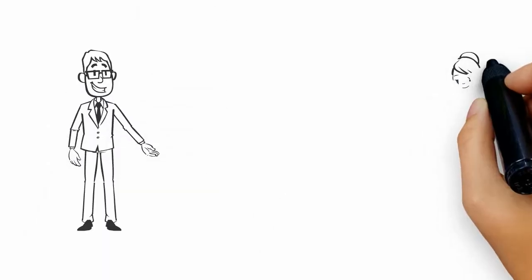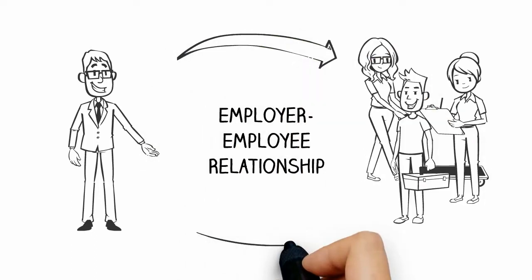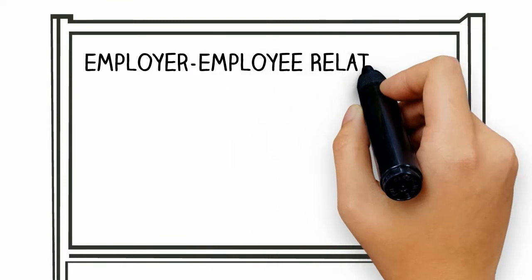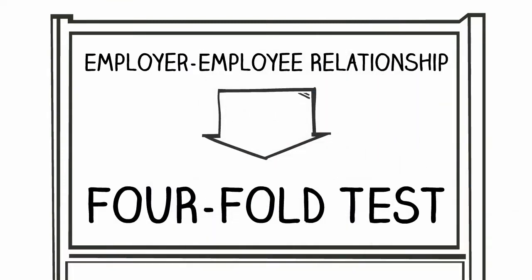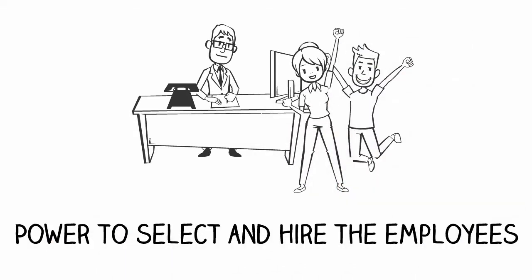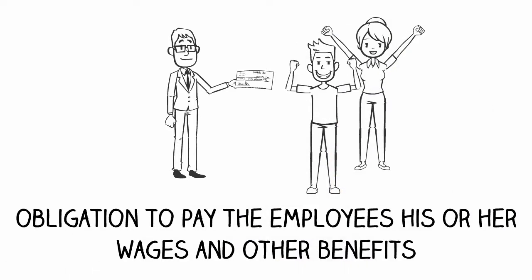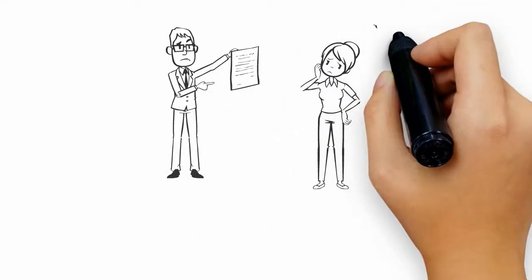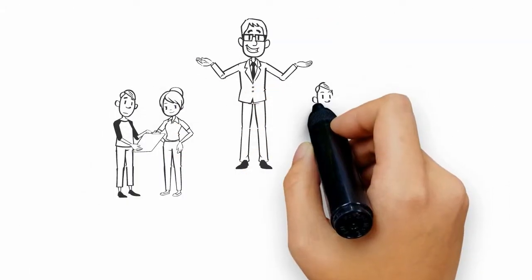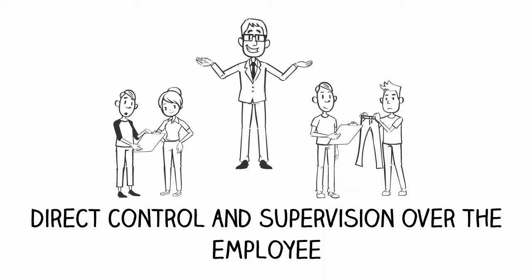In both cases, the hired employees shall work or perform services for the employer, and an employer-employee relationship shall exist between them. This relationship may be established through a fourfold test, under which the employer has the power to select and hire the employees, has the obligation to pay the employees his or her wages and other benefits, has the power to terminate or dismiss the employee, and has direct control and supervision over the employee with respect to the means and method by which the work is to be accomplished.